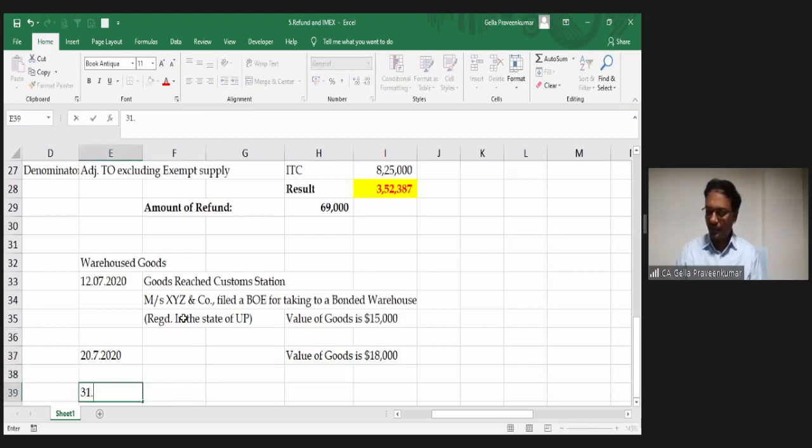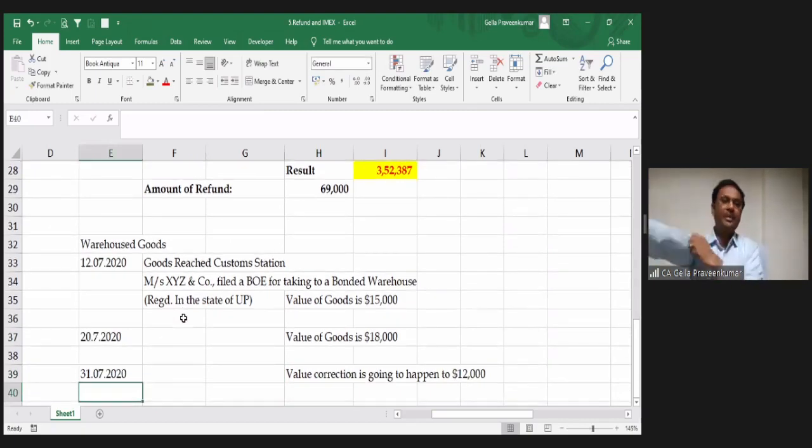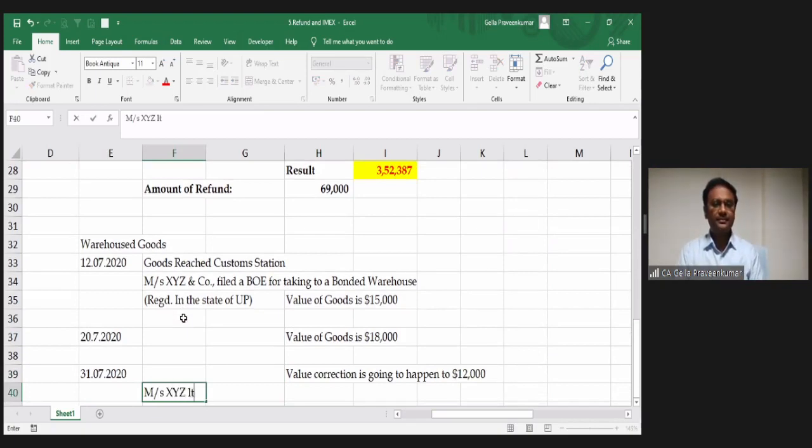Now, on 31st July 2020, there is news that a value correction is going to happen to, say, $12,000. There's news, it didn't happen. Now, what will happen on 31st July? M/s XYZ and Co. supplies the warehouse goods to M/s PQR Limited. What is the price? Say at the rate of $16,000.